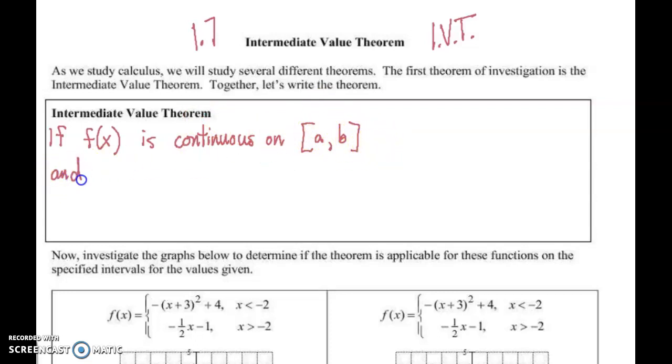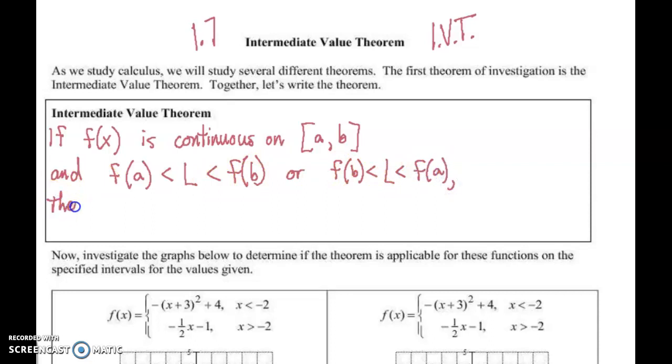It only works if it is a closed interval, so it has to equal A and equal B. And there's some y value between f of A and f of B. This is saying that this is an increasing function, which we haven't really talked about yet. It could also be a decreasing function. So one of these two situations.